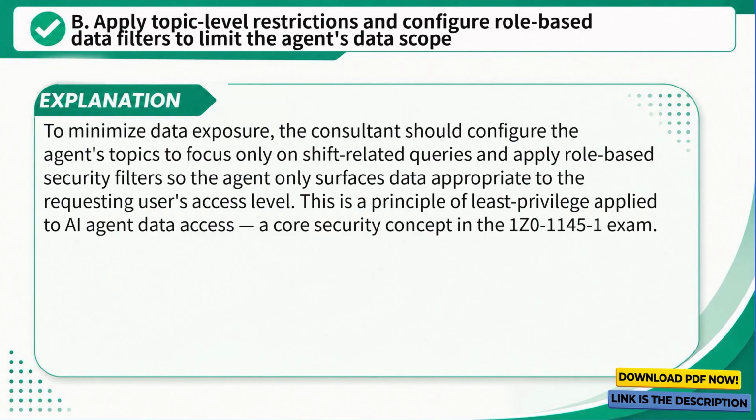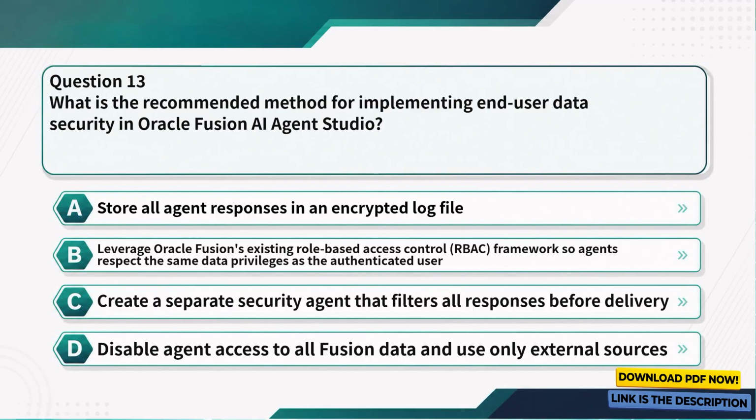1Z0-1145-1 exam. Question 13. What is the recommended method for implementing end-user data security in Oracle Fusion AI Agent Studio? A. Store all agent responses in an encrypted log file. B. Leverage Oracle Fusion's existing role-based access control (RBAC) framework so agents respect the same data privileges as the authenticated user. C. Create a separate security agent that filters all responses before delivery. D. Disable agent access to all Fusion data and use only external sources.